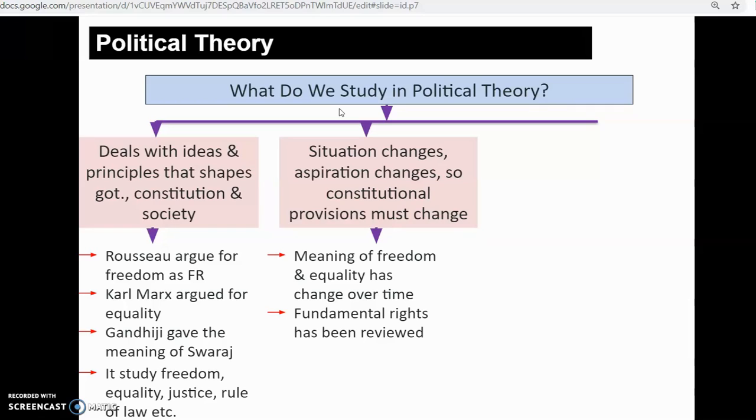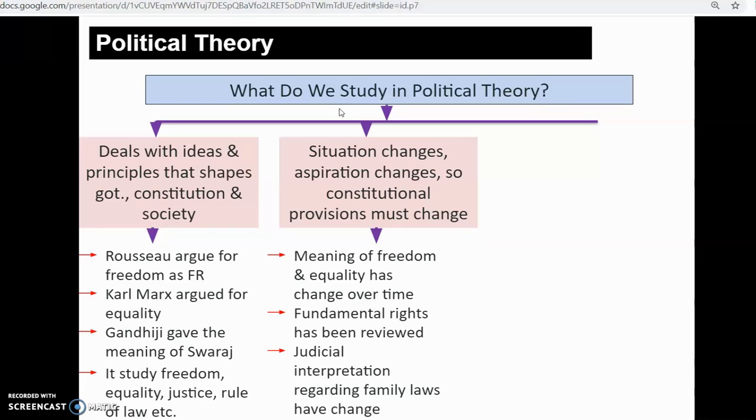I have already taken an example of Article 21, that is right to life and personal liberty, in which we have already discussed that initially right to life was concerned with right to life only, right? But right now the right to life includes in itself so many rights, which include right to education, right to work, right to livelihood, right? It means there is a need of reviewing these rights as the society changes, right?